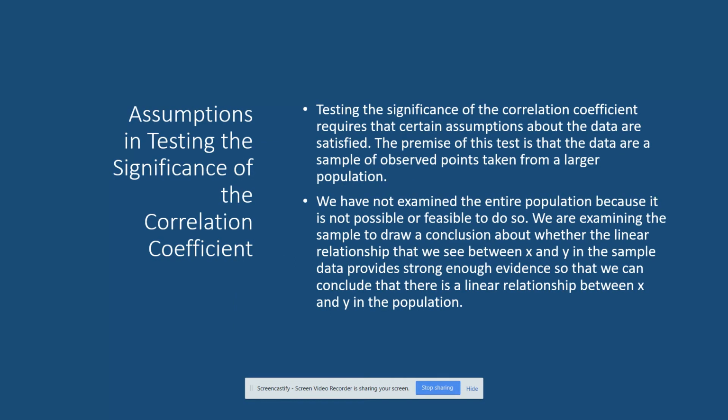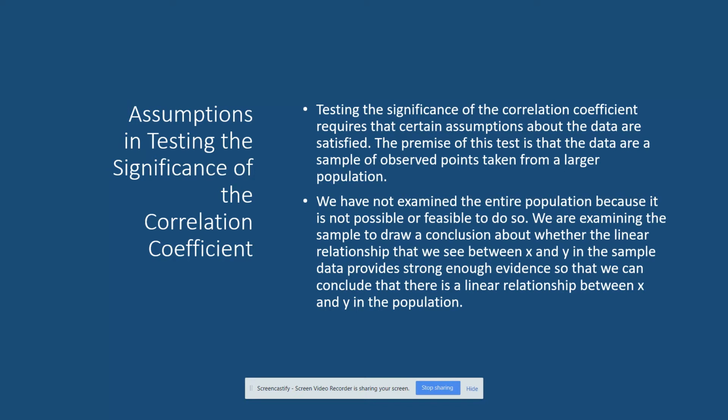So now we're going to talk about assumptions when we do linear regression. So testing the significance of the correlation coefficient, you have to have certain assumptions that you reach. You do this with any kind of inferential statistics that you run. But for regression, this is what you need to look at.